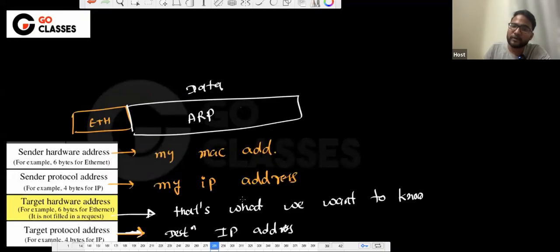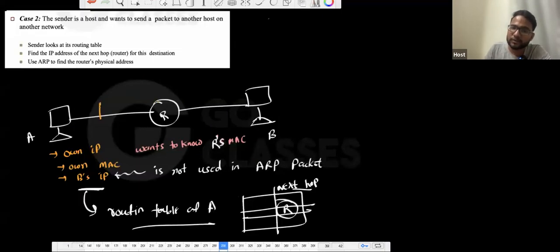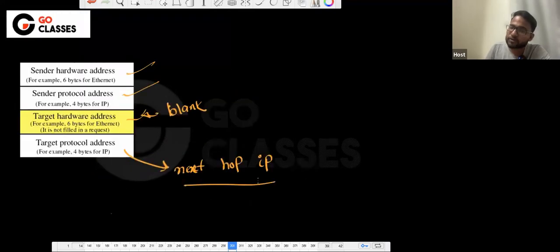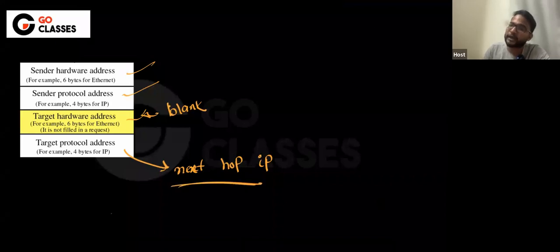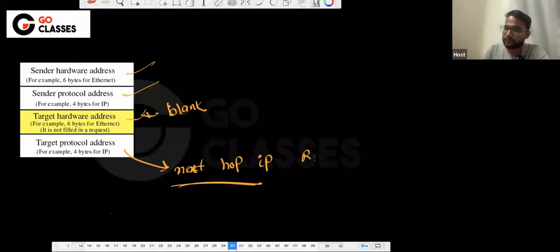If it is in the same network, then based on the routing table you will get to know that the target IP address is just B's IP address. So whether it is B's IP address or the router's IP address depends on whether it is in the same network or another network. Okay. So here, you will not write B's IP address, you will be writing the next hop IP address, which is the router.